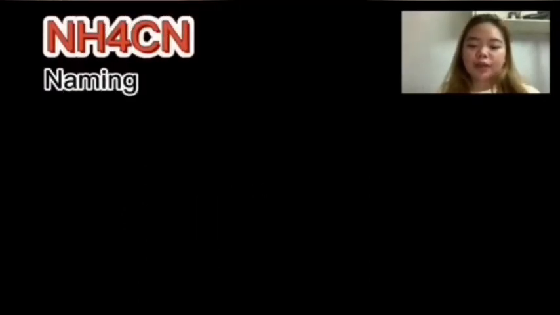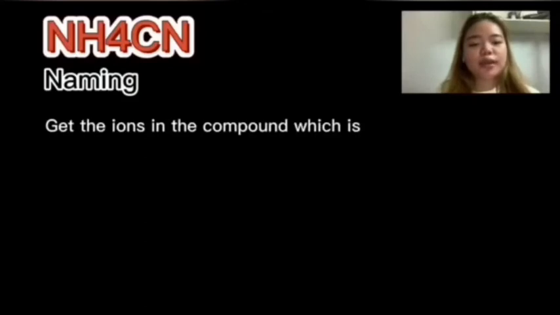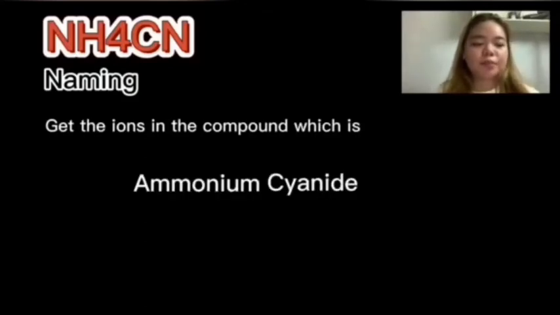For naming, we just need to get the ions in the compound, which is ammonium and cyanide. The names of these ions will just be retained and combined. And that's all. That's how you write a formula and name a formula.